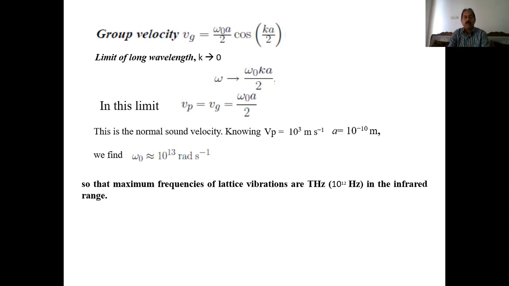Next we will be taking the diatomic system. Today we have taken the monoatomic system. We will take the diatomic system, two different atoms, and discuss how they mediate this kind of dispersive relation. So this is today's discussion.